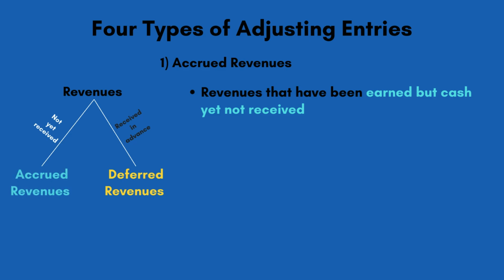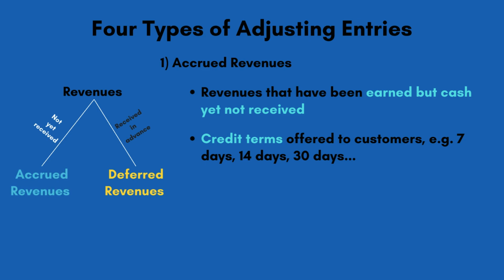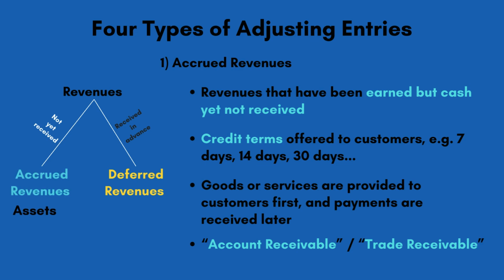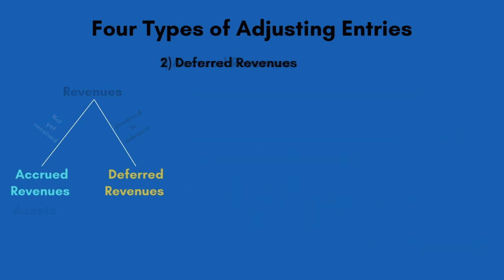This often happens when companies offer credit terms to their customers, allowing them to make payments at a later date. Credit terms could range from a few days to a month or even longer. This means that the products are handed to customers first and payments are received later. It is commonly known as accounts receivable or trade receivable.